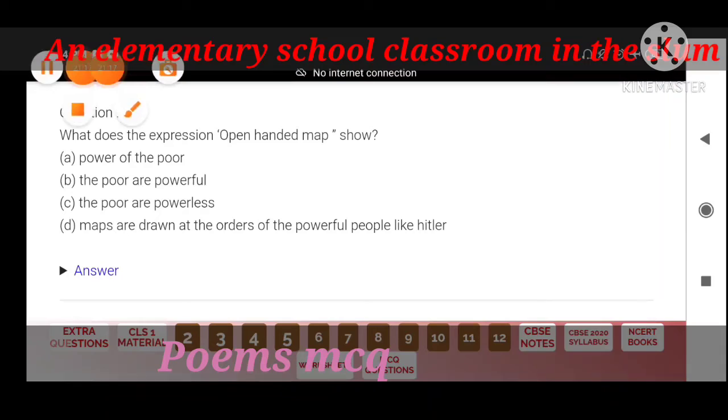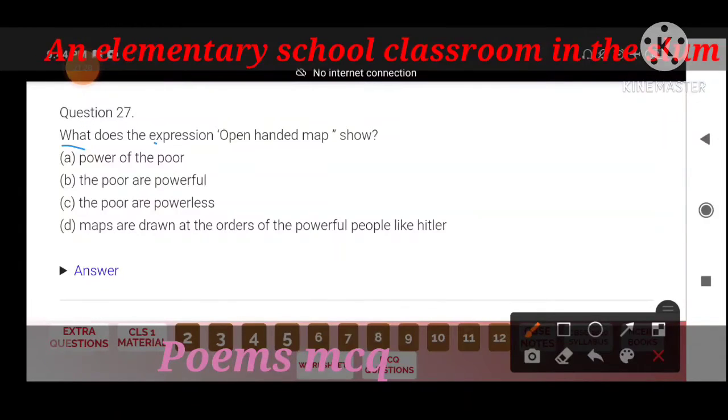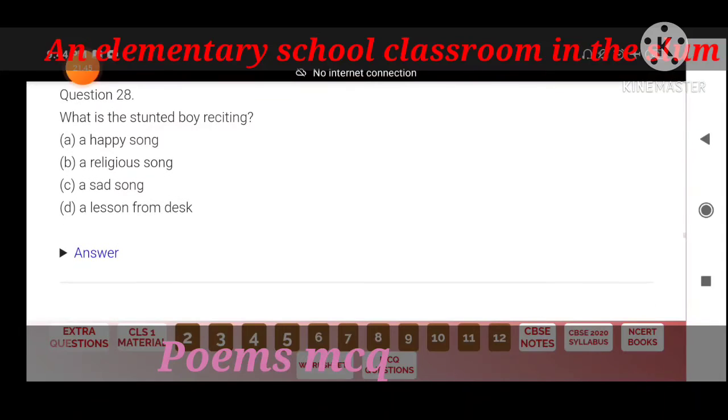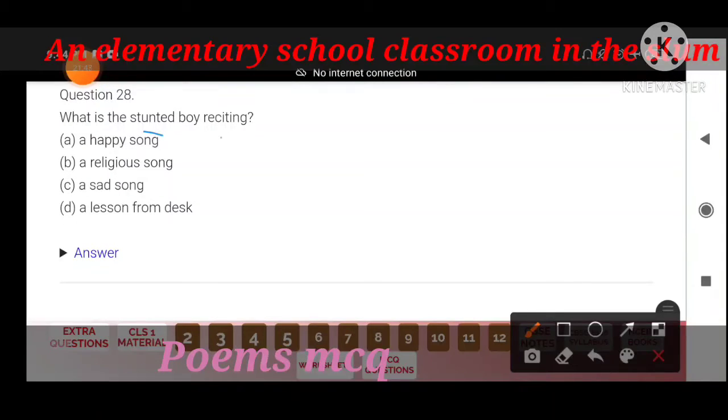What does the expression open-handed map show? Power of poor, the poor are powerful, the poor are powerless. Maps are drawn at the orders of powerful people like Hitler. So the answer is D1. जो डिफरेंस है मैप्स यानी कि जो डिफरेंस है दोनों सोसाइटी में वो कोई पावरफुल इंसान के थ्रू ही वहाँ पे किया गया है. What is the stunned boy reciting? A happy song, a religious song, a sad song, a lesson from the desk? And the answer is lesson from the desk.